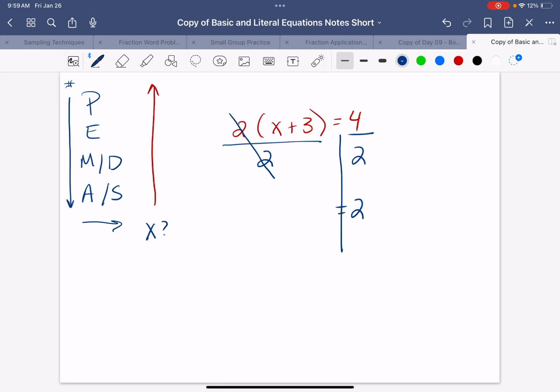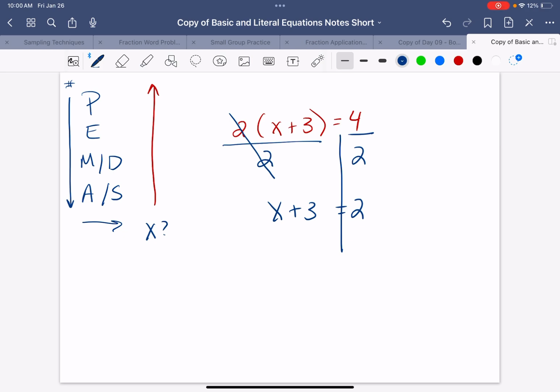So now I have x plus 3. You're going to bring this down. Your parentheses go away, really, because you have nothing left that you're multiplying to or no exponents. So you can do x plus 3. So my parentheses are gone now. I just have x plus 3 equals 2.